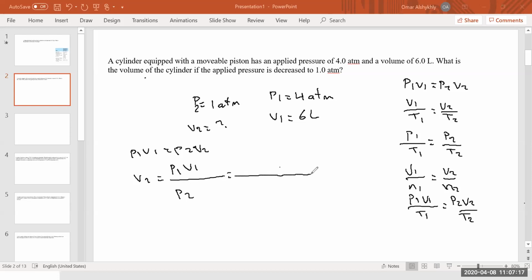And that will give us what? The P1 is 4 times the V1, which is 6, divided by P2, which is 1, and that will give you 24 liter. This is the answer.